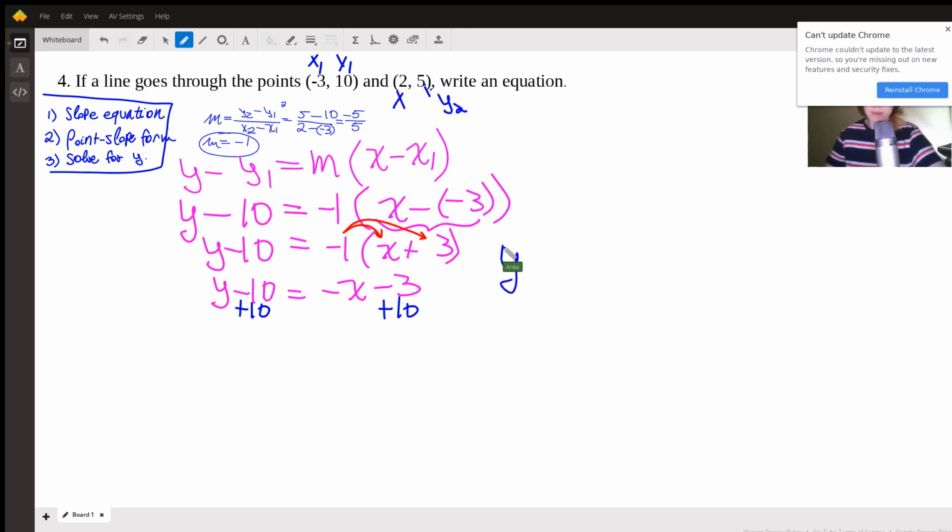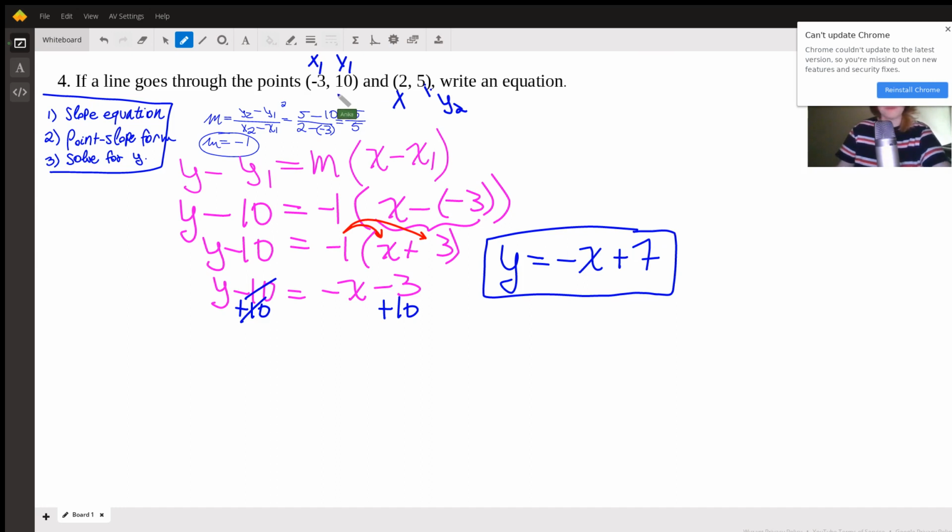And then our final equation becomes y, so these cancel out, equals -x, and -3 plus 10 is positive 7. So the equation of a line that goes through the points -3, 10, and 2, 5 is y equals -x plus 7.